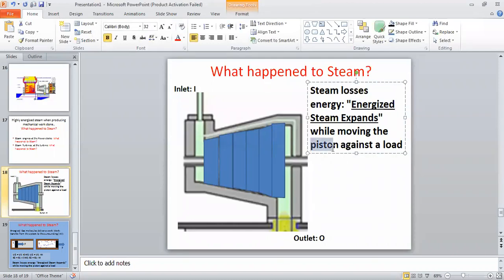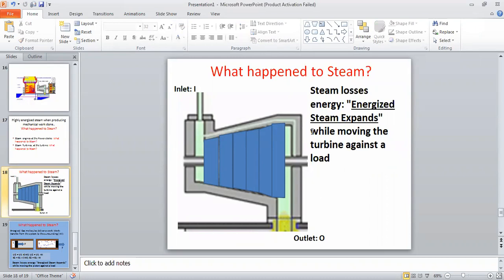So here, while moving the mechanical component, that's also facilitating this expansion, moving the turbine against the load. Here the load is the electrical load at the generator. So this expansion is very important. So steam expands, energized steam.